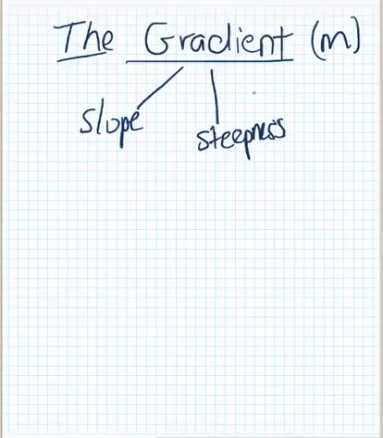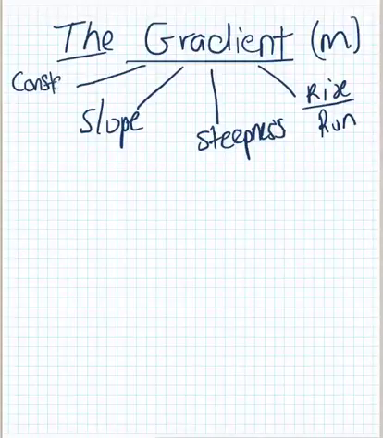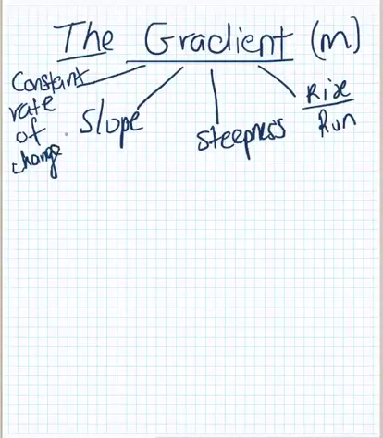You may have heard of rise over run. That's how we calculate the gradient. And one more that I want to add in is a constant rate of change. So constant, it's a rate of change. Rate of change. So the gradient is something that is changing.